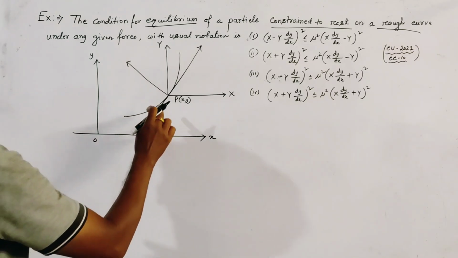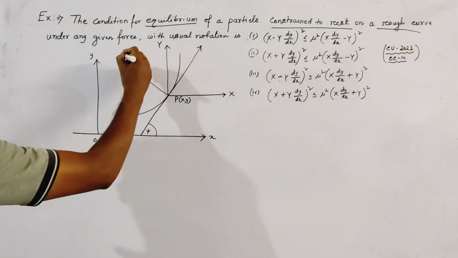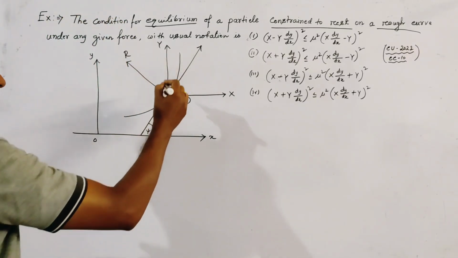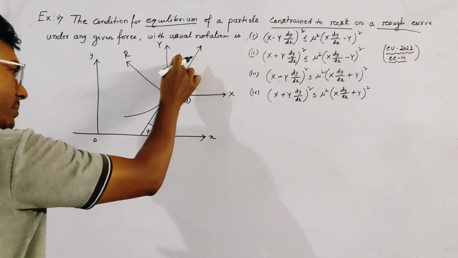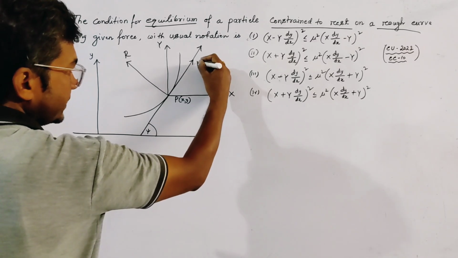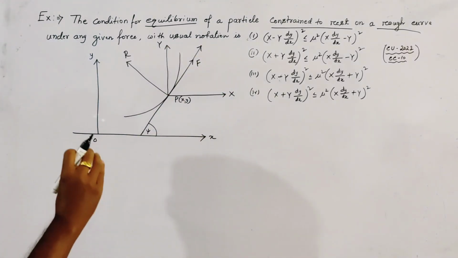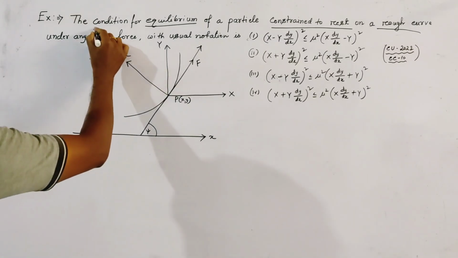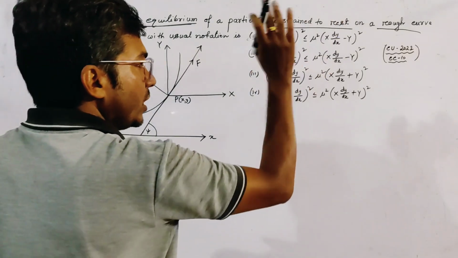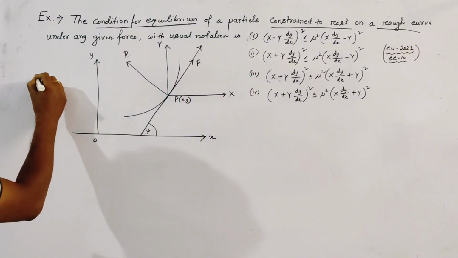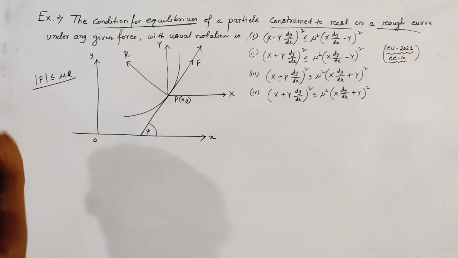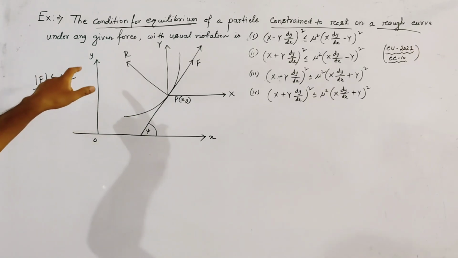In the normal direction, we know that the normal reaction always acts. And if the particle moves from the upper side to the lower side, then the friction force acts along the tangent. This is the friction force. Here we use the condition for equilibrium. The condition for equilibrium under a rough curve, or under friction force, is mod F less than or equal to mu R. That is, the numerical value of friction is less than or equal to mu into R.